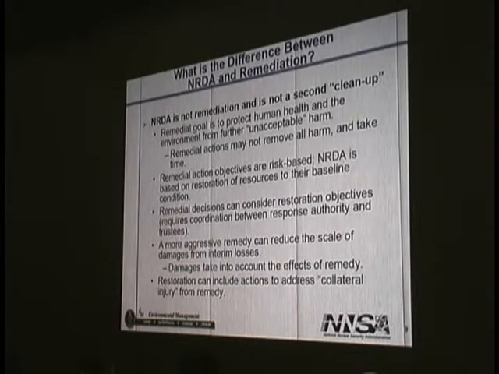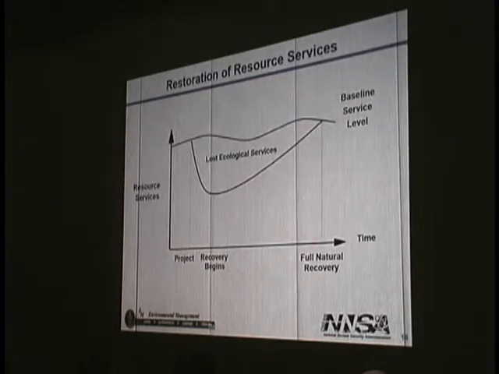So when you want to do your remedies, you have to take into account the loss of resources during a remedy. So it's kind of unusual in that aspect. Both goals are to clean things up and restore the environment, but yet. So here's a graphic that sort of shows what we're after here. This green line is what's known as a baseline service level.